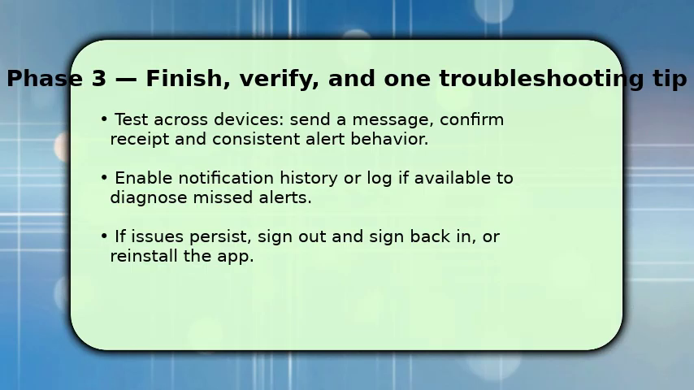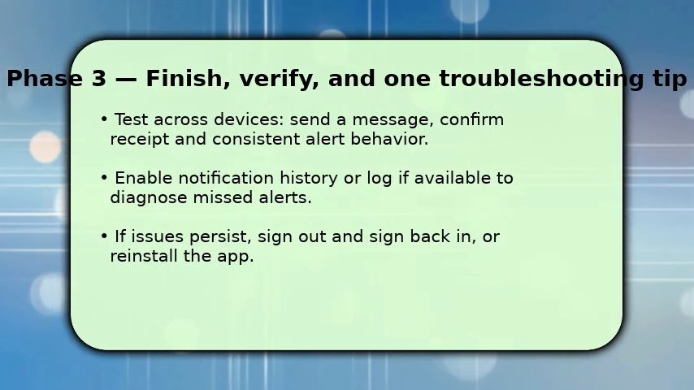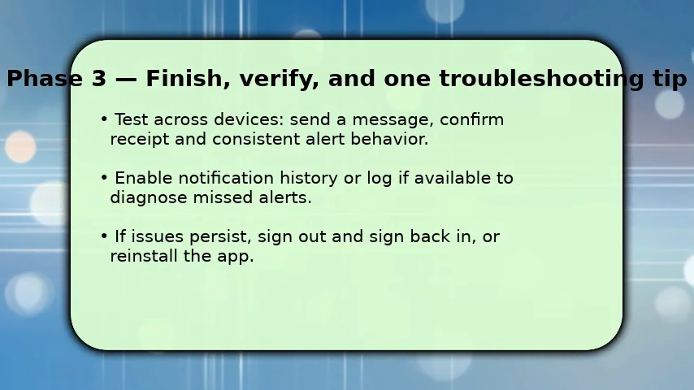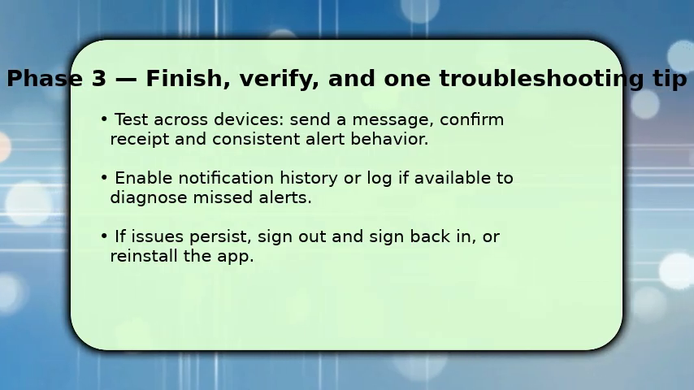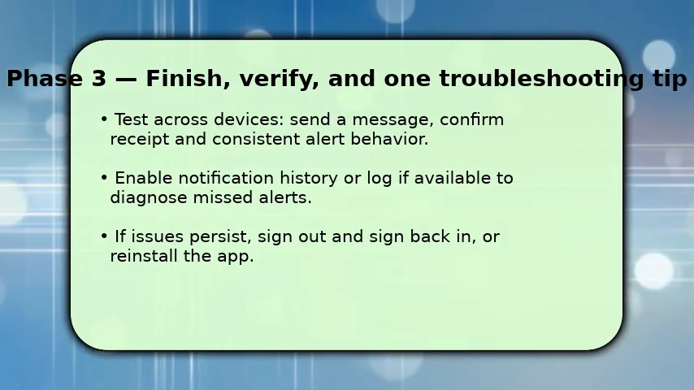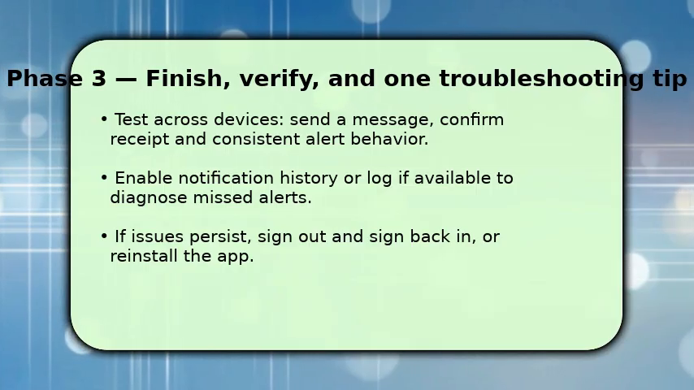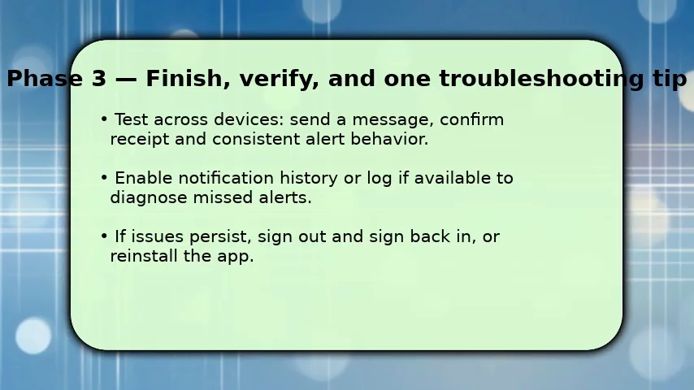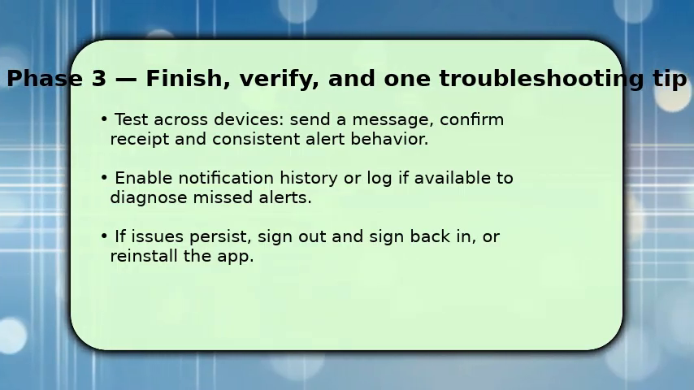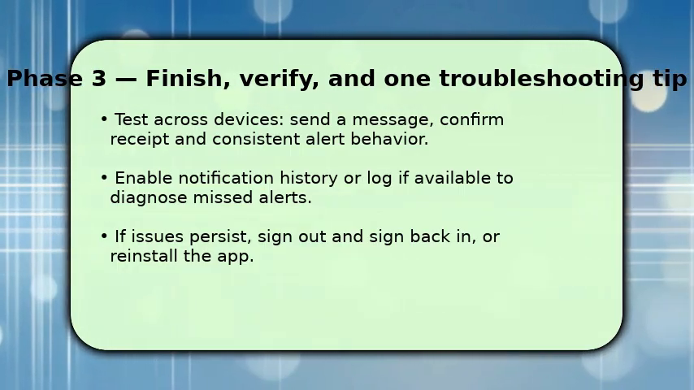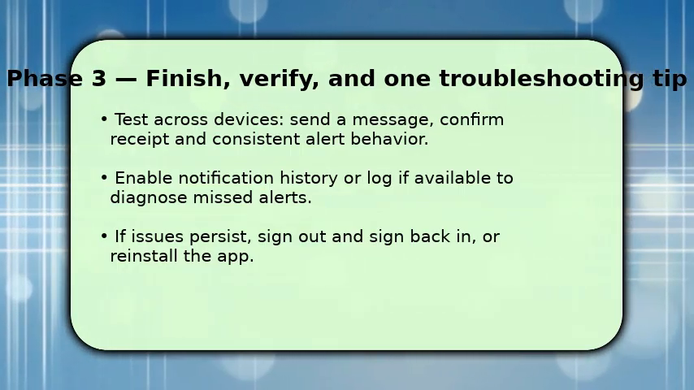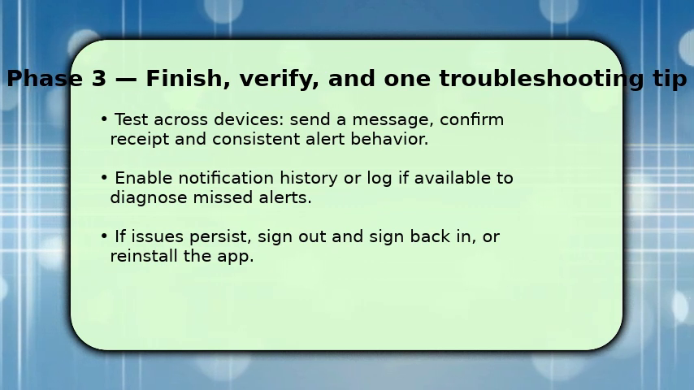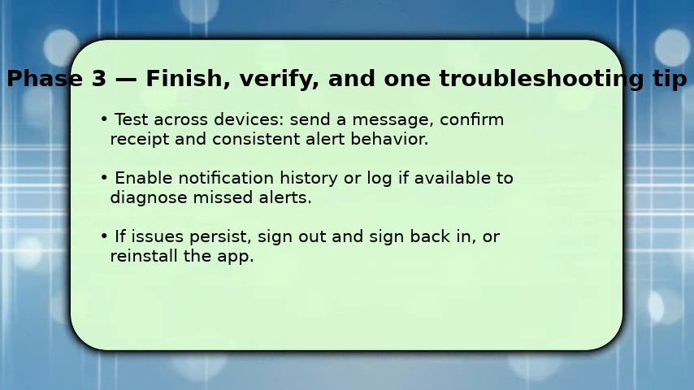If you see differences, enable notification history or logs to trace the problem, then compare settings line by line. If alerts still fail, sign out and sign back in to force a fresh sync, or reinstall the app to clear corrupted cache. This often fixes stubborn issues. One key troubleshooting tip: if notifications work on Wi-Fi but not mobile data, check background data allowance and carrier restrictions.